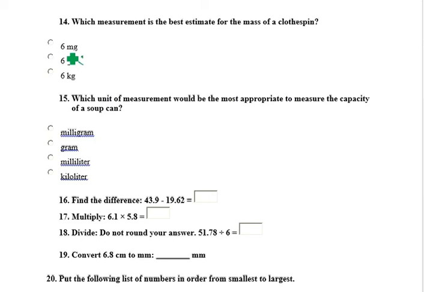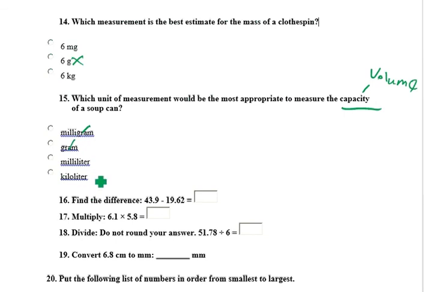Okay, which unit of measurement would be most appropriate for the capacity? That's a volume. Capacity, how much will something hold? Like the capacity of the theater, how many people will it hold? The capacity of a soup can, how much will that soup can hold? Grams is a measurement of weight. So no, no. Liters, yeah. So now we're in liters, we're the right capacity.